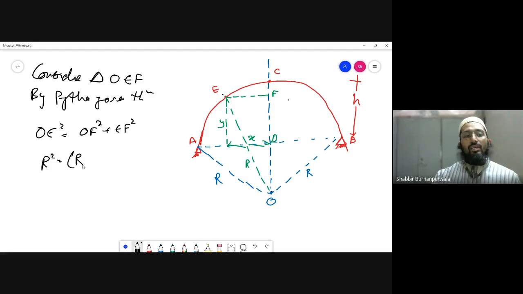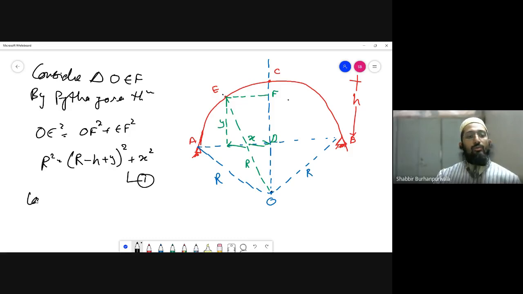In bracket, total distance is R from O to C, then minus जो total height है C से D तक की, that is H, plus D से F का डिस्टेंस. So D से F का डिस्टेंस कितना है? Plus Y, square, plus EF. EF कितना है? EF is X. So X square. This is my equation number 1.